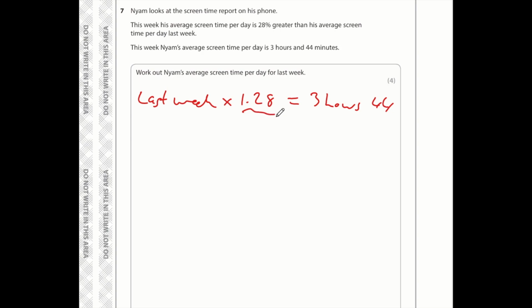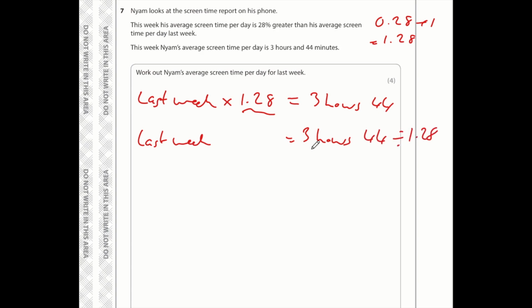Now, if you're wondering where this number 1.28 comes from, we are increasing by 28%. The multiplier for 28% is 0.28. This is what we would use if we're calculating 28% of an amount. It's the decimal equivalent of 28% is 28 divided by 100. But if I want to increase by 28%, I add 1 to this figure. So if I'm increasing something by 28%, I would multiply it by 1.28. So therefore the last week value would be 3 hours and 44 divided by 1.28.